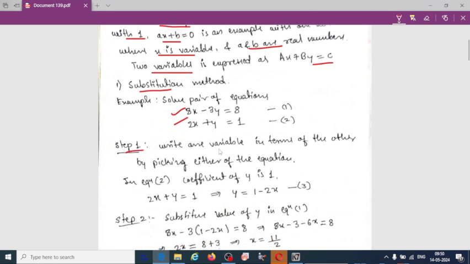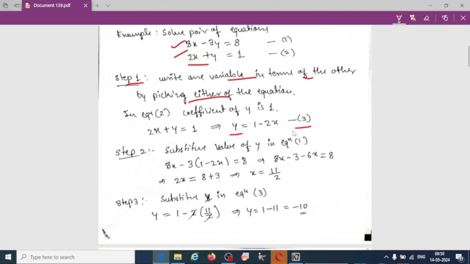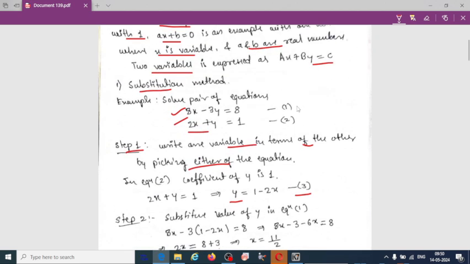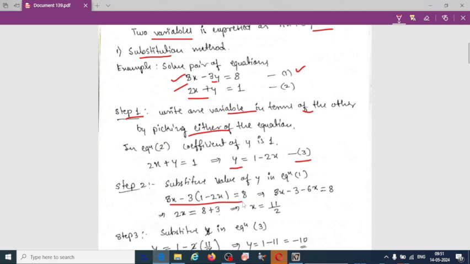Step 1: write one variable in terms of the other by picking either of the equations. You have to select any one of the equations and write one variable in terms of the other. Let us take the second equation, 2x plus y equal to 1, and express it in terms of one variable: y equal to 1 minus 2x. Consider this as equation 3. Then substitute y in equation 1. 3y is there; the y value, 1 minus 2x, you have to substitute. So the equation will become like this.